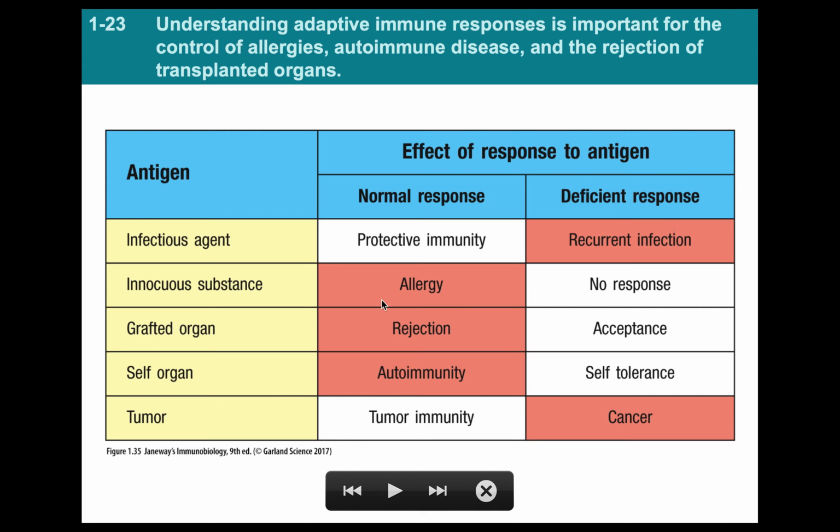A normal response to something that's not going to hurt us, though, would be called an allergy. Normal response to an organ is called organ rejection. Normal response to your own organs, that's autoimmunity, where you attack yourself and destroy yourself. Yeah, that's really bad. Normal response to a tumor would be to recognize the tumor as being somehow wrong and punish it, kill it, destroy it. And most cancer actually gets cleaned up this way. Now, a deficient response where we do not recognize that cell as being cancer, that's what actual clinical cancer is.